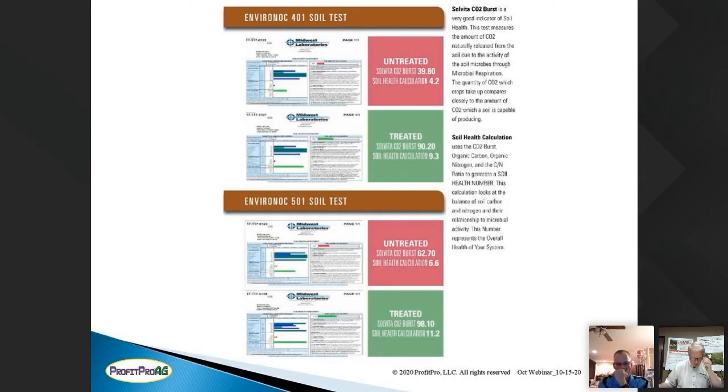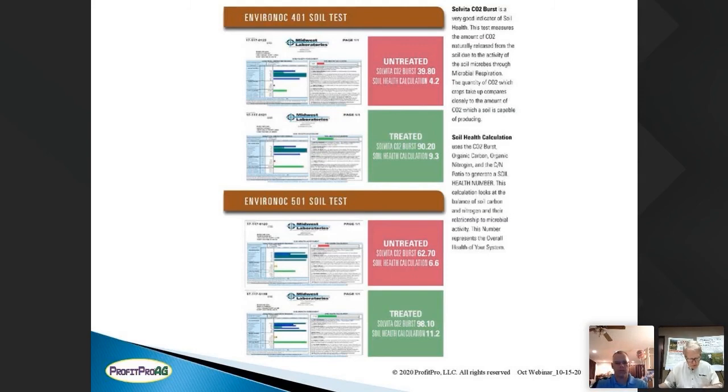Now the bottom one, the other number there, is the soil health calculation. And this is all on this test that you can have done. It uses the CO2 burst, the organic carbon, the organic nitrogen, and the carbon to nitrogen ratio to generate a soil health number. So that's what goes into it. This calculation looks at the balance of soil carbon, nitrogen, and their relationship to microbial activity. This number represents the overall health of the soil.